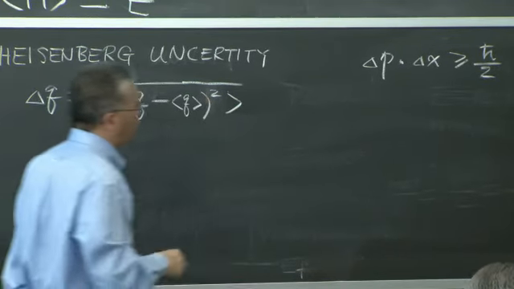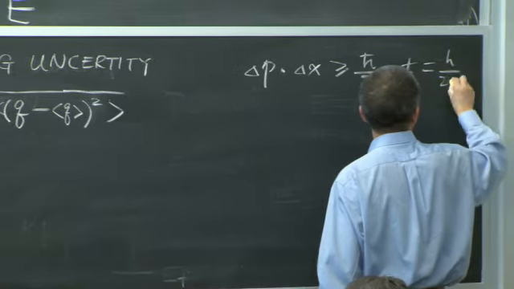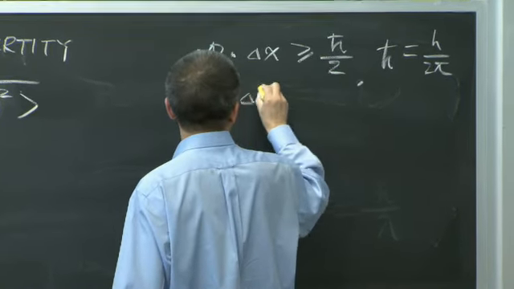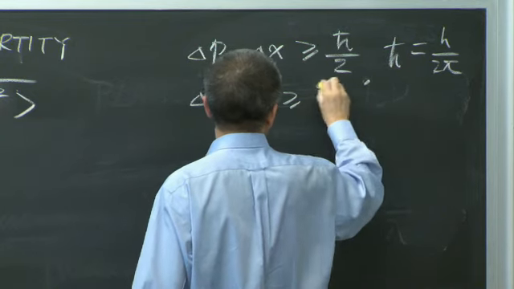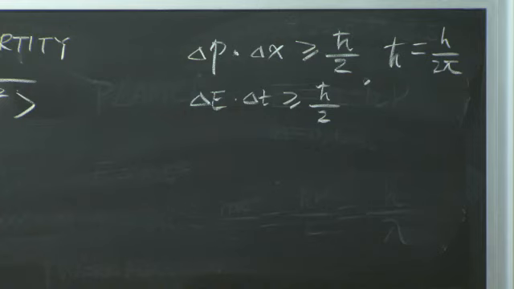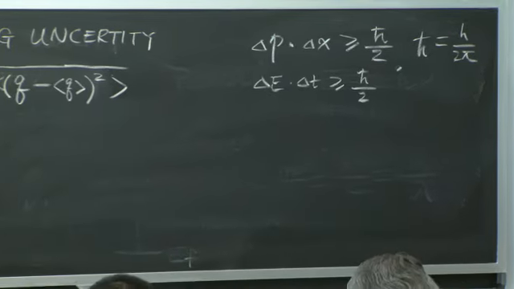H bar itself is h over 2 pi. And the same for energy and time, you can never do better than h bar over 2. So this is the Heisenberg uncertainty. And finally, after this, we'll go to solve more Schrodinger equations.